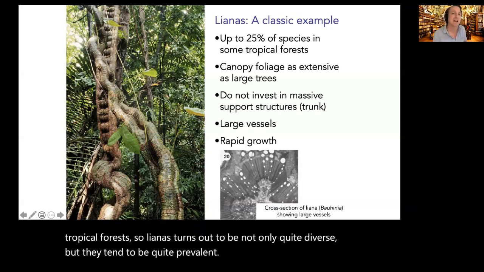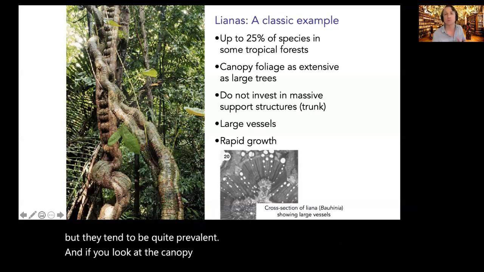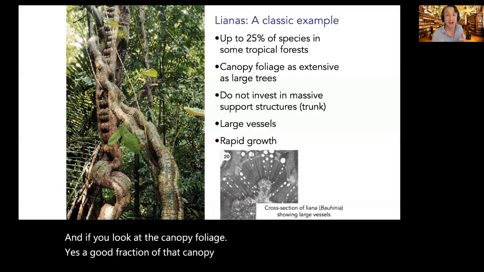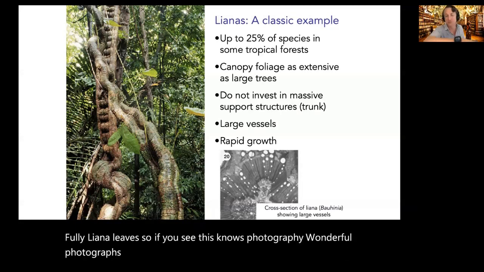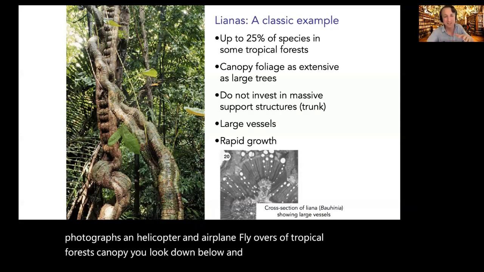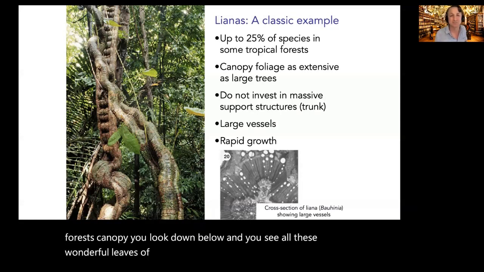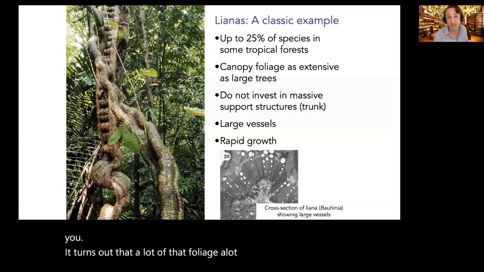And if you look at the canopy foliage in most tropical forests, a good fraction of that canopy foliage is actually liana leaves, okay? So if you see those wonderful photographs from helicopter and airplane flyovers of tropical forest canopy, you look down below and you see all these wonderful leaves of the forest, right? This canopy view. It turns out that a lot of that foliage, a lot of that green, is actually liana leaves, okay?